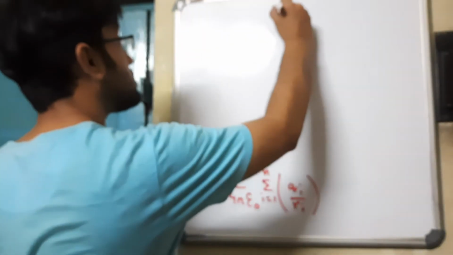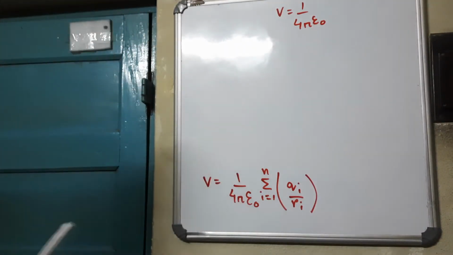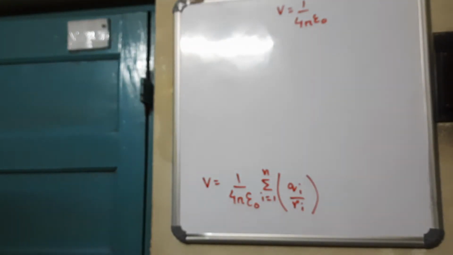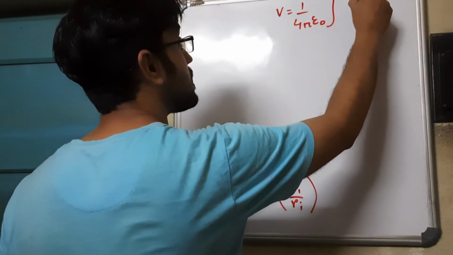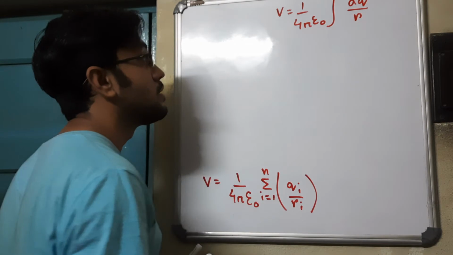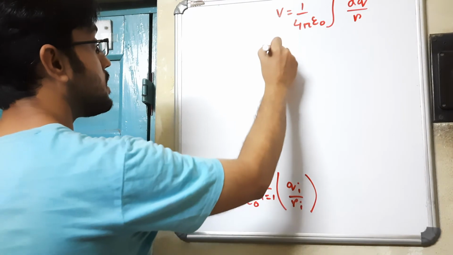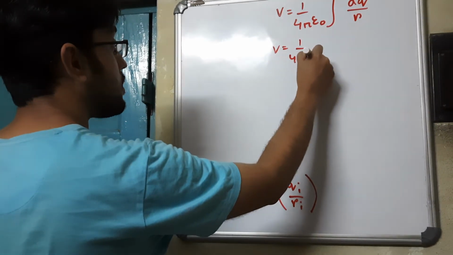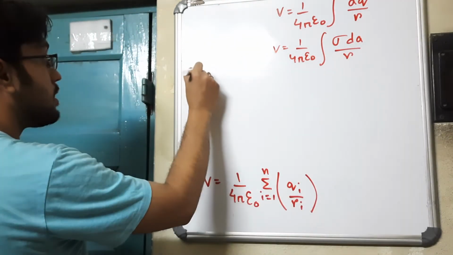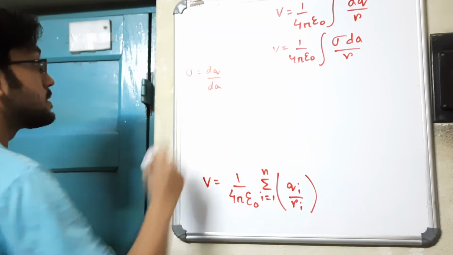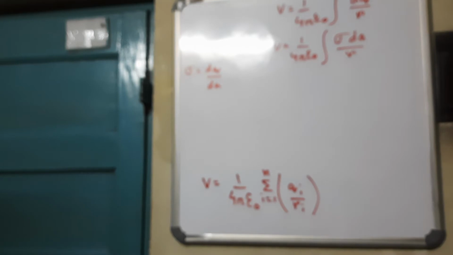So if it's a continuous charge distribution, then we can write down this expression as 1 divided by 4 pi epsilon naught, and say we cannot distinguish between the separate charges. It will become integration over dq by r, where dq is the small elemental charge. If the charge is distributed over a surface, then the expression for electric potential becomes 1 by 4 pi epsilon naught sigma dA by r, where sigma is equal to dq by dA. So that is basically the surface charge density, the amount of charge dq in an area dA.